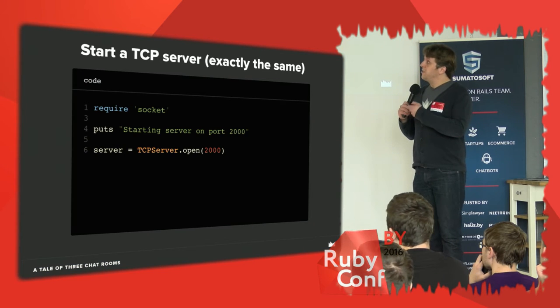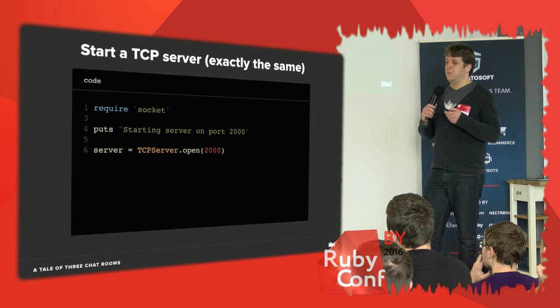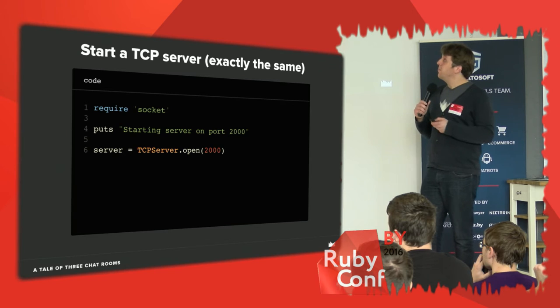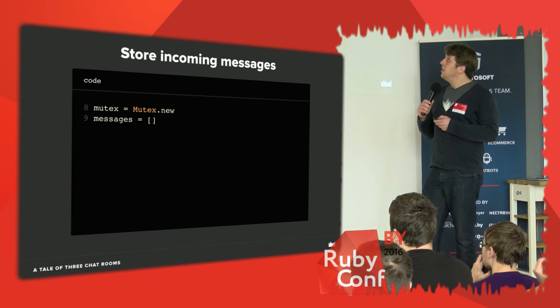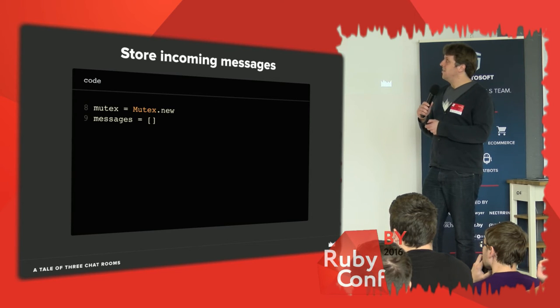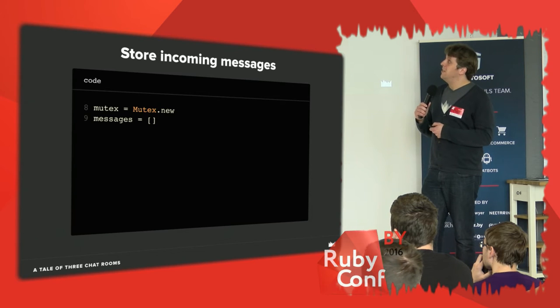So the first piece of the chat server written with threads is exactly the same. We just start the TCP server again. But then things kind of change. So this is kind of like our database, this array. Anytime somebody types a message, we're just going to push it onto this messages array.